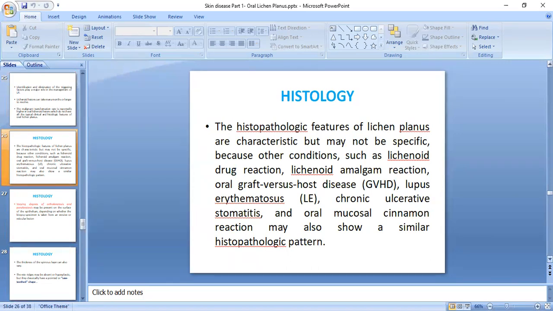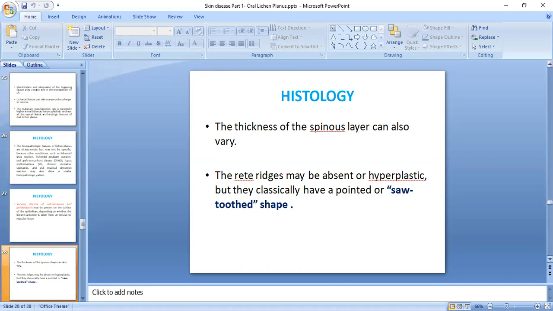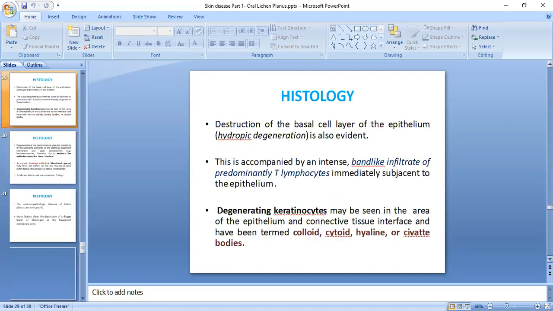So, the features of lichen planus which are seen are varying degrees of orthokeratosis and parakeratosis that may be present on the surface of the epithelium, depending on whether the biopsy specimen is taken from an erosive or reticular lesion. The thickness of the spinous layer can also vary. The rete ridges may be present or hypertrophic, and this is a very important feature. Sawtooth-shaped rete ridges are seen in lichen planus.